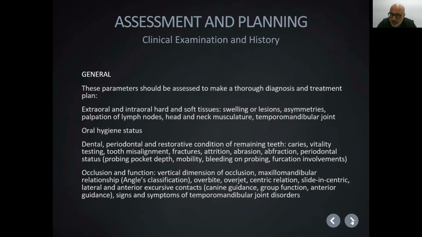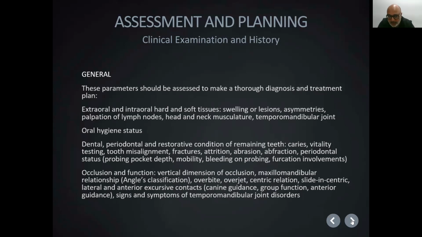The external and intraoral hard and soft tissues, swelling or lesions, asymmetries, palpation of lymph nodes. How many of you still palpate lymph nodes? Head and neck musculature, temporomandibular joint. Okay, temporomandibular joint, very important. Look for crepitus and clicking, and find out what that means. Is it one side, both sides? Oral hygiene status, very important. Dental, periodontal, and restorative condition of remaining teeth. That's how we're going to say whether or not we can justify taking certain teeth out, like you saw in that first case, and that's the reason I put that up there again.